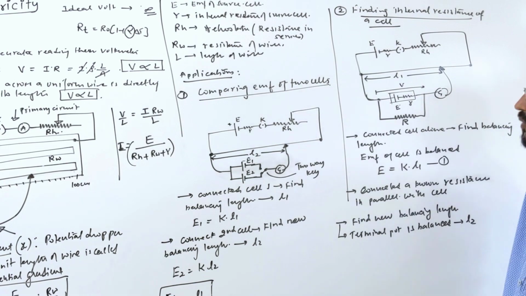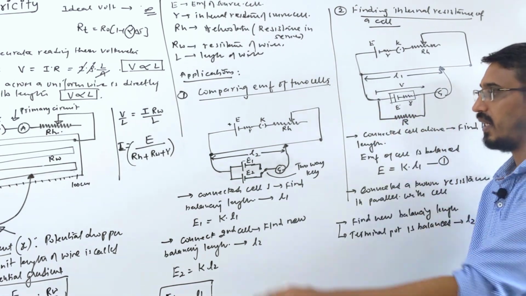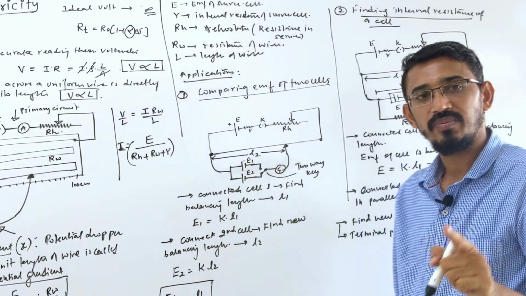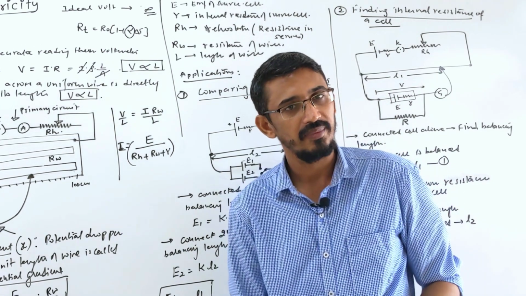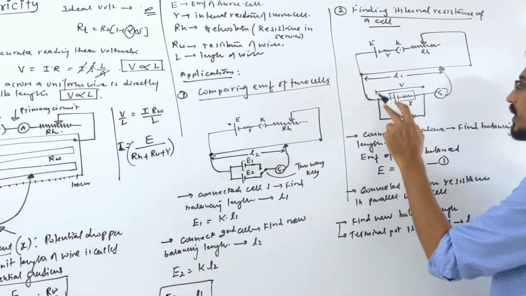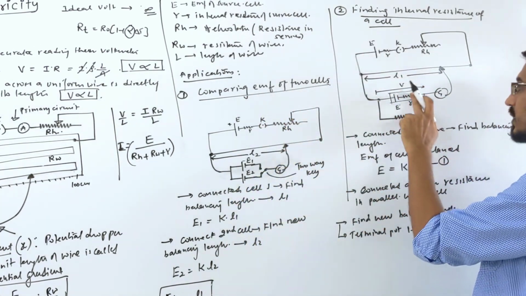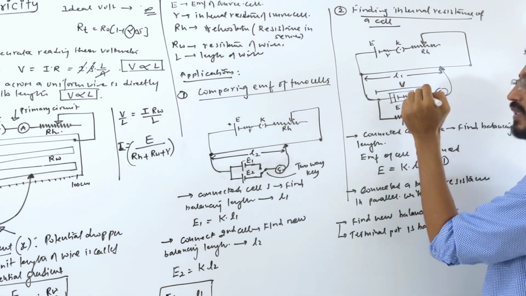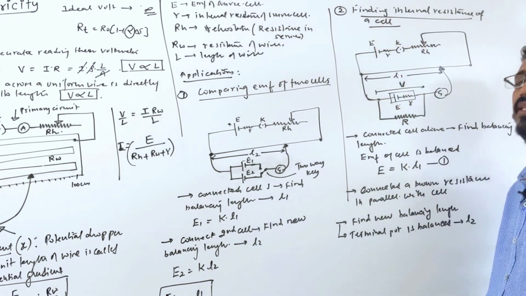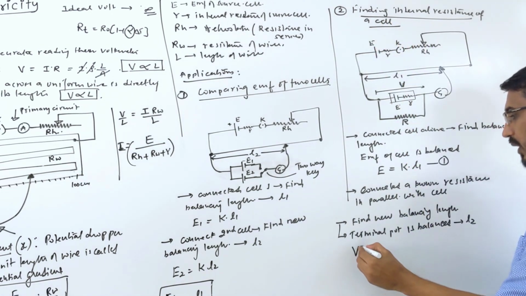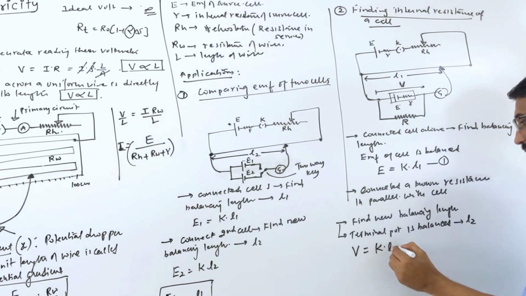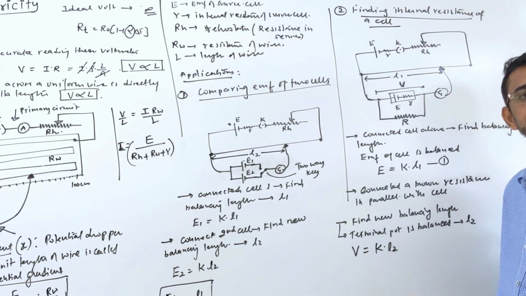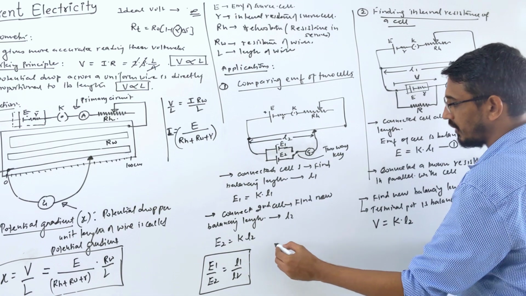L2 length. The first time the cell alone was connected, so the EMF of the cell was balanced against some balancing length. Now you have connected a known resistance in parallel, so there is a closed loop and current started flowing. So now the terminal potential V is balanced against some balancing length L2. So V is equal to some constant K into L2. Correct?